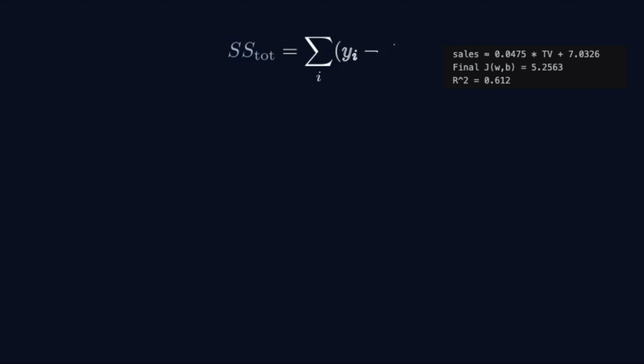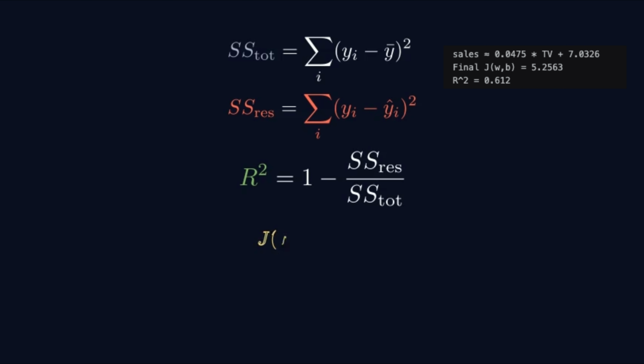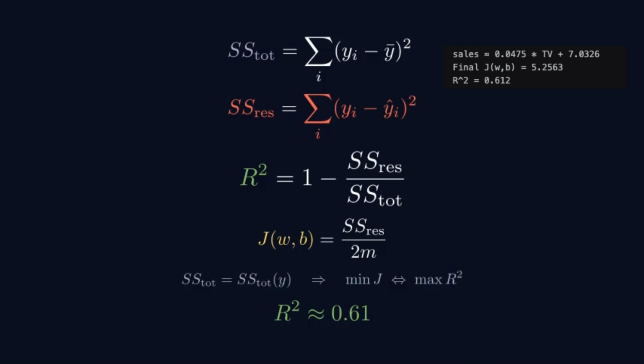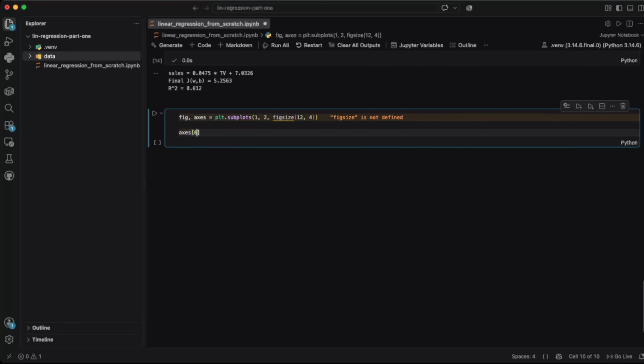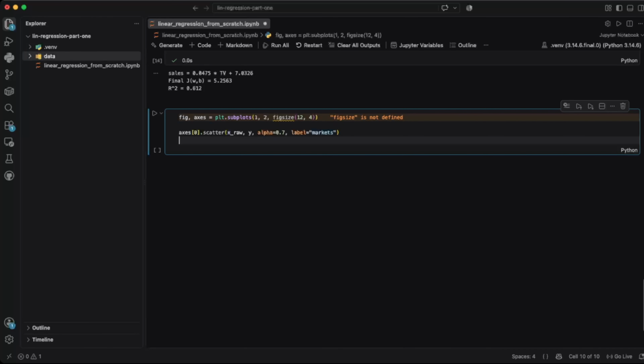Now let's take a look at R squared. And remember, R squared is simply a score that tells us how much of the variation in sales our model explains. In this case, it's about 0.61, so 61%, which is pretty low, but it's actually a pretty solid result for real-world marketing data.